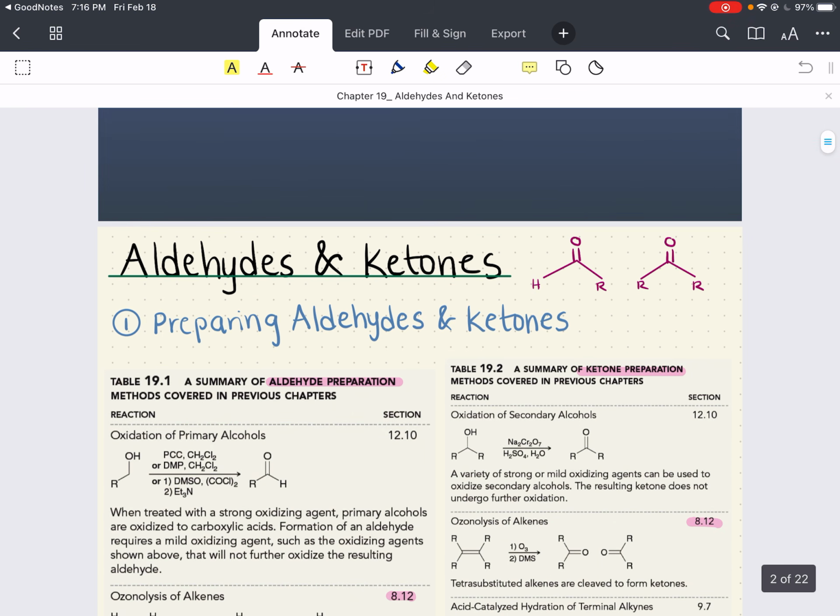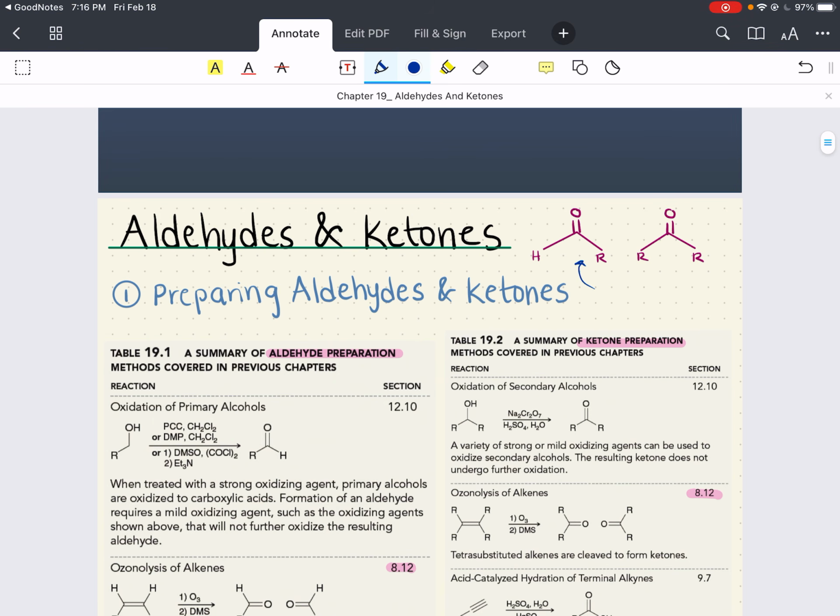Let's start off by drawing a ketone and an aldehyde so that we can visually remember how similar they are. Here we have our aldehyde, and here we have our ketone, and we're going to label them. Both classes of compounds possess a carbon double bonded to an oxygen. Here's our carbon double bonded to an oxygen in our aldehyde, and in a ketone. This group is called a carbonyl group, and both ketones and aldehydes have it.